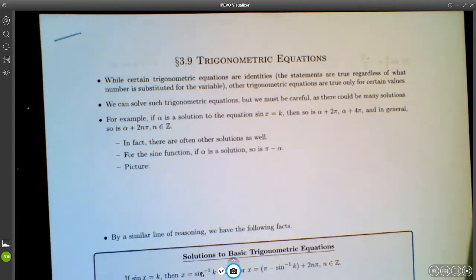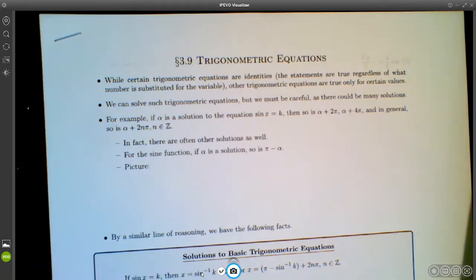So in 3.8, we talked about trig identities, which are statements that are true regardless of the value that you plug in for the variable. Trig equations are statements that are only true for certain values of the variable, and we would like to solve for those values. So that's what we're going to talk about in this section.